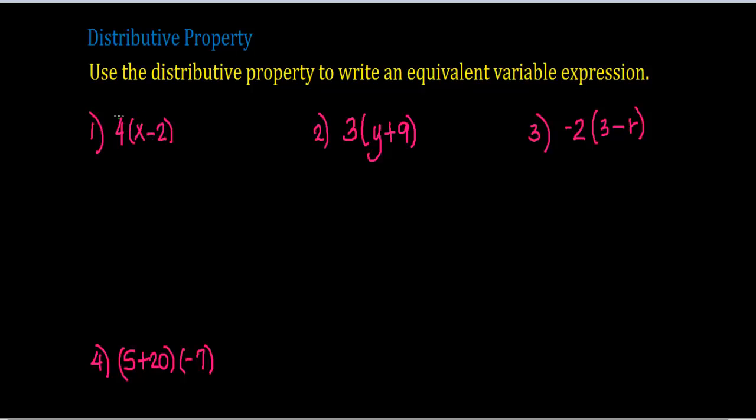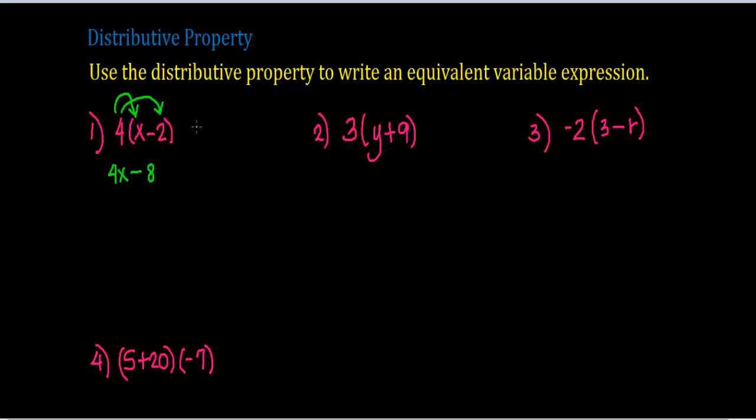The first way to do it is just take 4 times x, and that gives you 4x. You take this minus, and you just bring it down, and then you multiply 4 times 2, and that gives you 8. And you end up with 4x minus 8, okay?